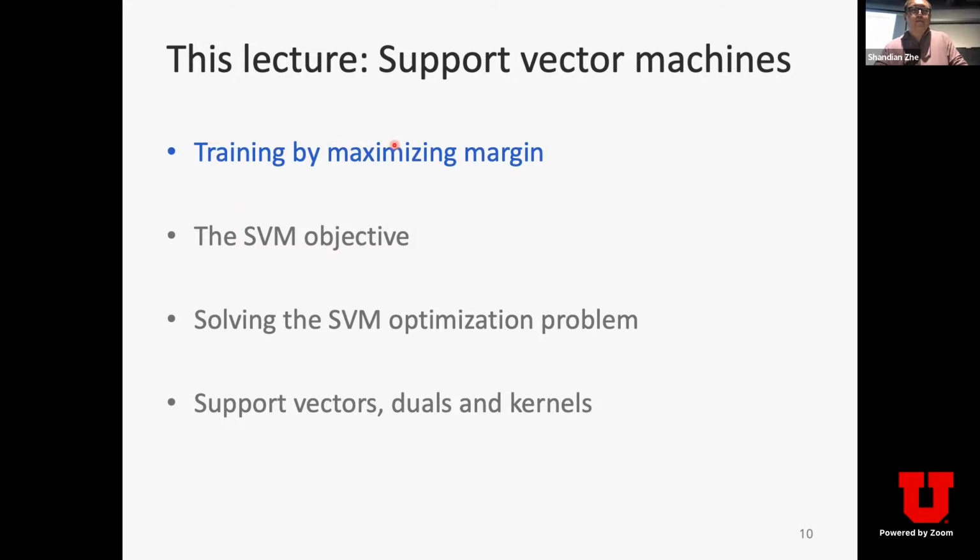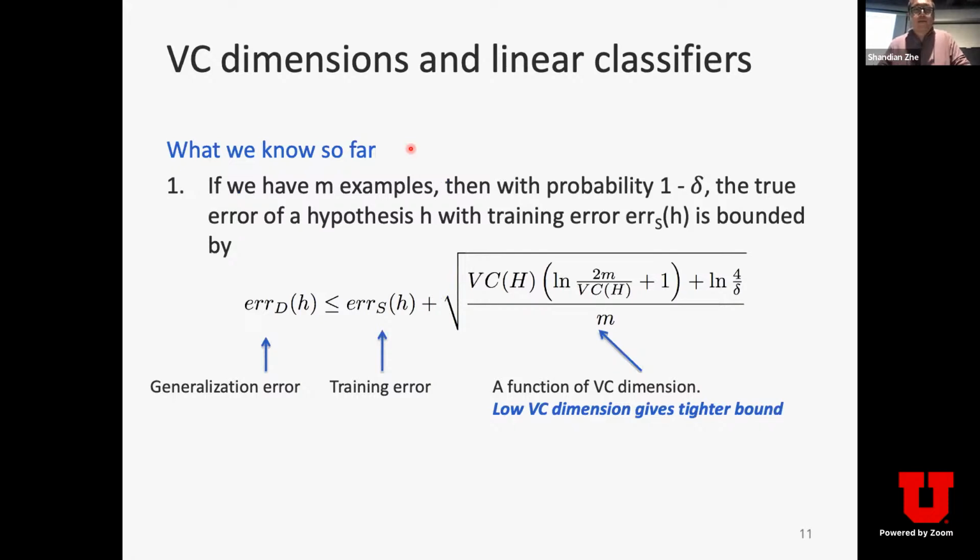This is our plan. First, let us talk about how to pick a learning principle for linear classifiers. So far, we know the generalization error bound for agnostic learning. If I have m examples, then with probability at least 1 minus delta, the true error of your hypothesis H is upper bounded by the training error of H on the training set plus this term. This term is determined by m, by delta, and by the VC dimension of the hypothesis space H. As we just discussed, a lower VC dimension gives a tighter bound.